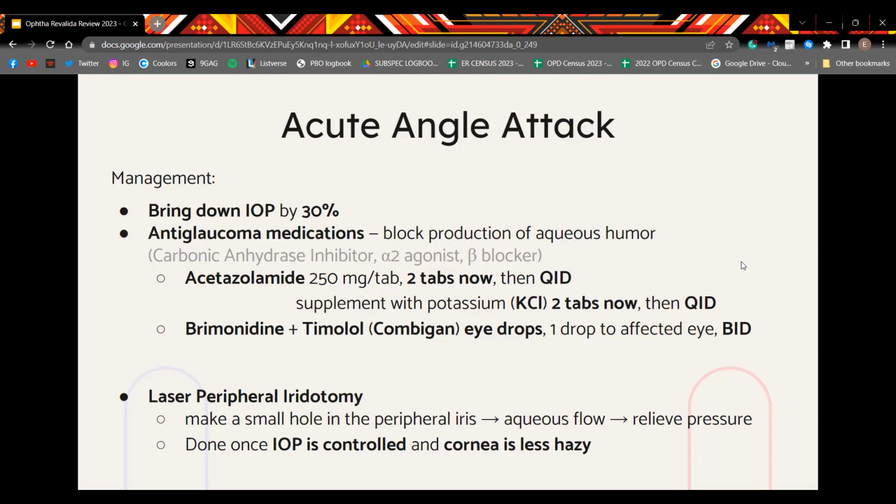And then kapag napababa na yung intraocular pressure, medyo nag-clear up na yung cornea, no? Meron na tayong view of inside, pwede na nating i-laser iridotomy yung patient. So, laser iridotomy, this is done using laser. Bubutas tayo doon sa iris in order to make daanan ng aqueous humor, no? And to relieve the pressure. Again, this is done once IOP is controlled and once the cornea is less hazy.